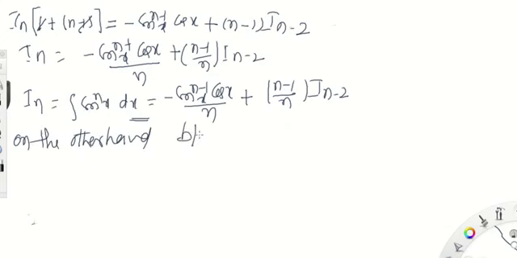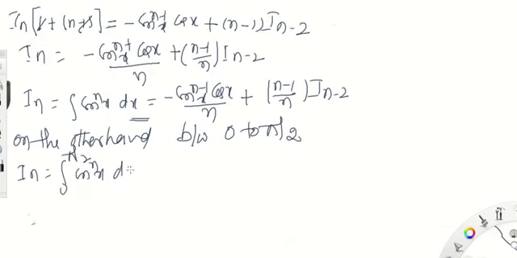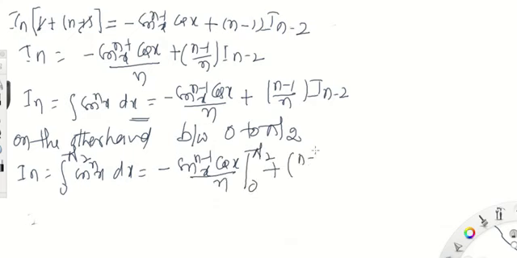We are integrating the same function between the limits 0 to pi by 2. What happens in the solution? I am integrating. I n is equal to the integration from 0 to pi by 2 of sine to the power of n x dx, which can be written as minus sine to the power of n minus 1 x into cos x divided by n, with the limits of integration 0 to pi by 2, plus n minus 1 by n into I n minus 2. Observe the result.